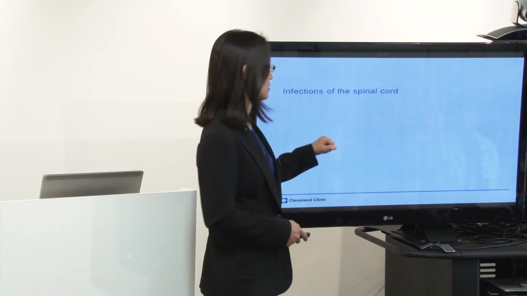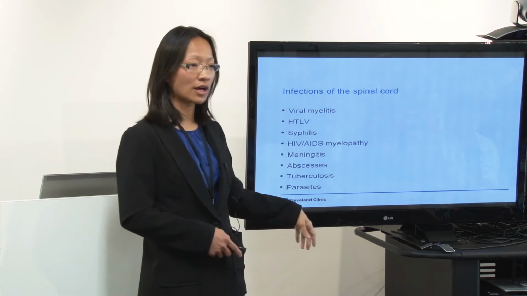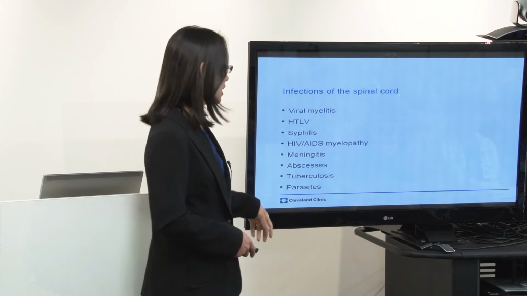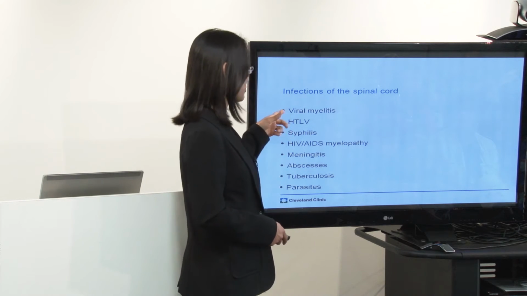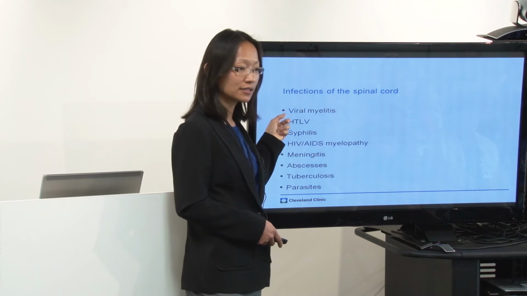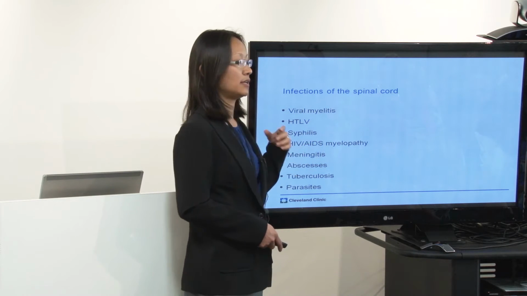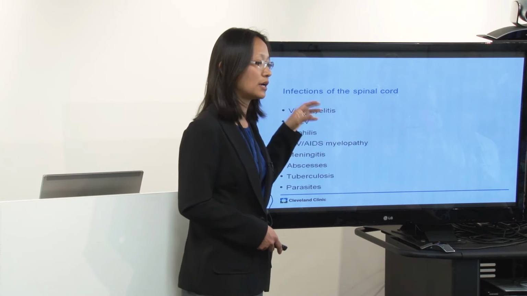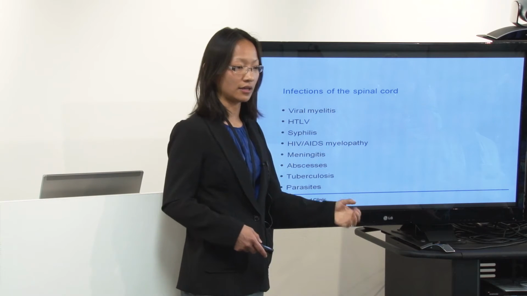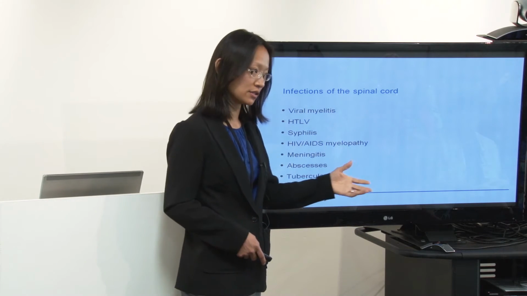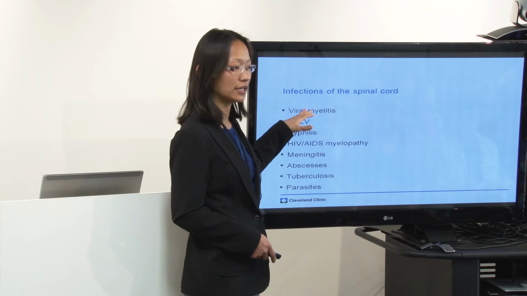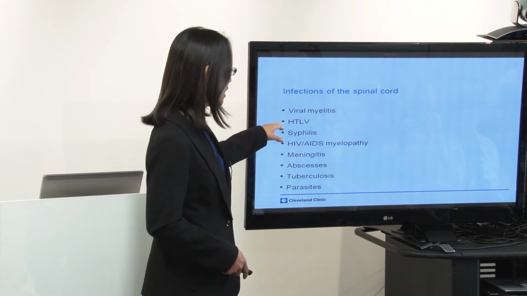Infections. So a whole lot of things can affect your spinal cord. What I deal with probably most commonly is a viral myelitis. So somebody comes in, they have the flu, they have some unknown virus, and now they have trouble moving, walking, or something because now the virus has also infected their spinal cord.